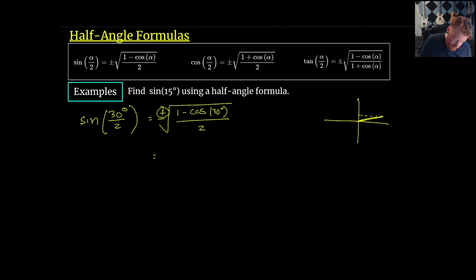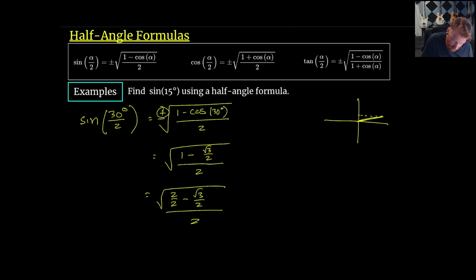What we have now is the positive square root of 1 minus, and now the cosine of 30 degrees is the square root of 3 over 2. So square root of 3 over 2, all over 2. And now we just have some arithmetic to do here. So I can rewrite this as the square root of 2 over 2 minus square root of 3 over 2, all over 2. Whoops, all over 2, and I need to make my root symbol bigger here.